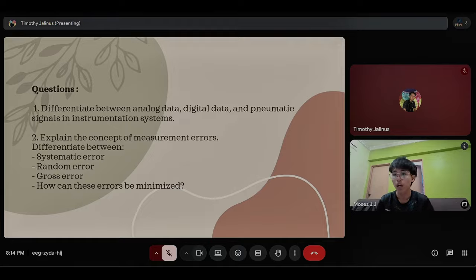So I will present how to differentiate between analog data, digital data, and pneumatic signal in instrumentation system. The second one is I will explain the concept of measurement errors.